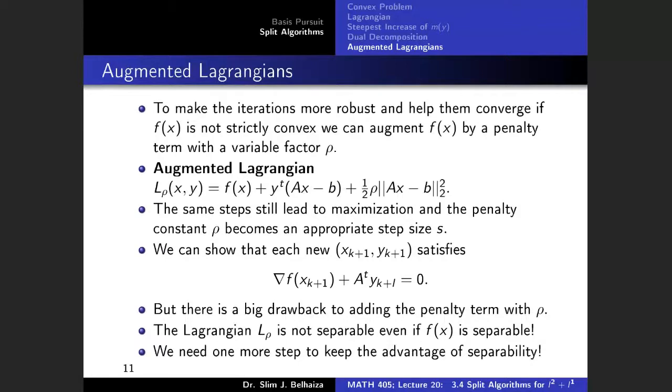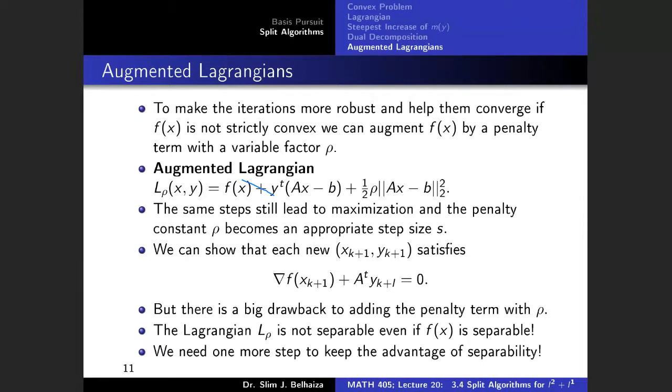I don't know how to select here, but anyways, this is the last slide. Let's talk about an improvement of this, what we call the augmented Lagrangian. In fact, this does not work well if the function is separable. It's an improvement of the Lagrangian, but it's a problem for separable functions.